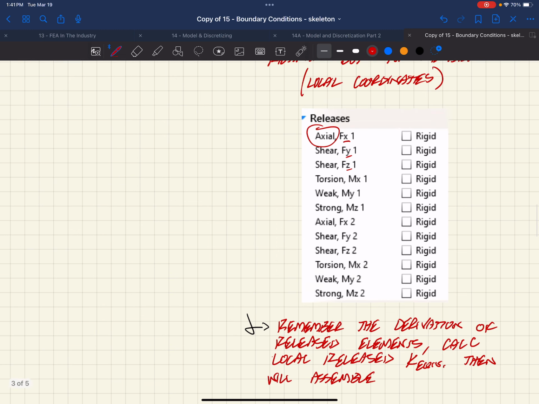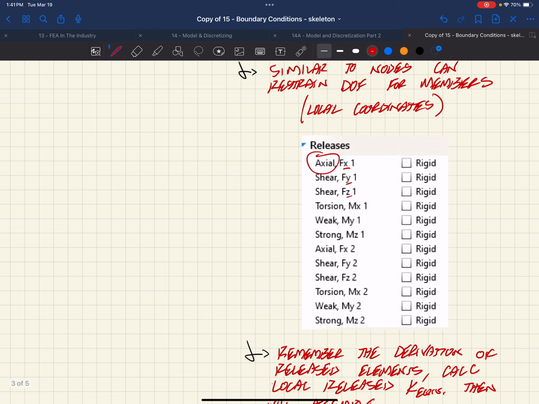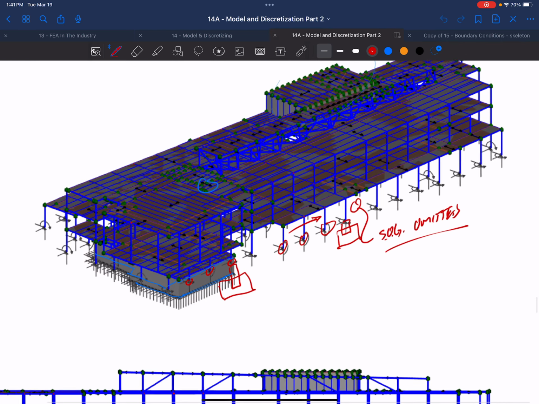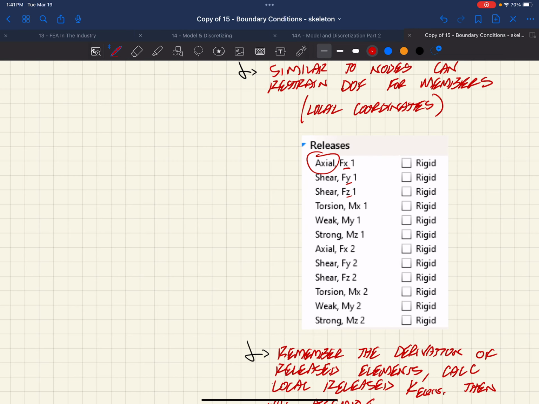Right? So you can see each one of our members. So you look at the model description we had before, right? So we look at each one of these members, right? Each end of the member would have the ability to release any one of these, right? And there's 6 degrees of freedom at each end. There's 12 possible releases, right?